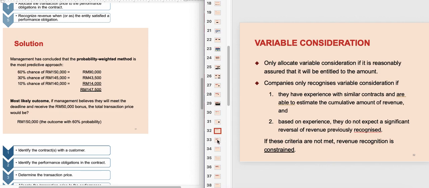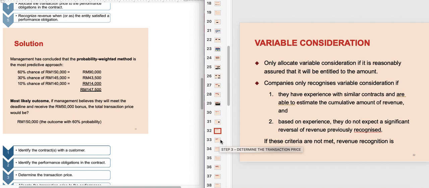Reversal of revenue could be due to several factors. For example, the element is influenced by the market, by the volatility of the market, which later on changes the revenue that you will earn. Or maybe the uncertainty that you include in the TP is not resolved, so it's not certain. Or maybe the company's experience is limited. That's why it's very important that you have experience of a similar contract.